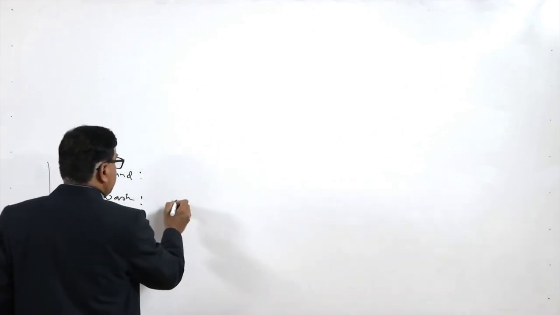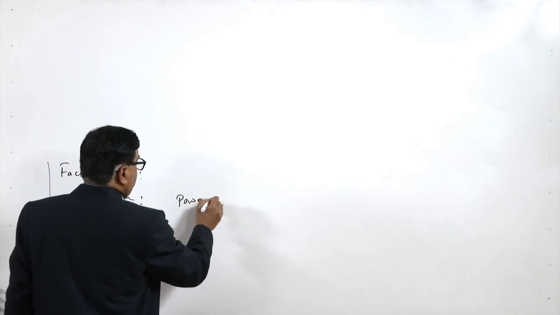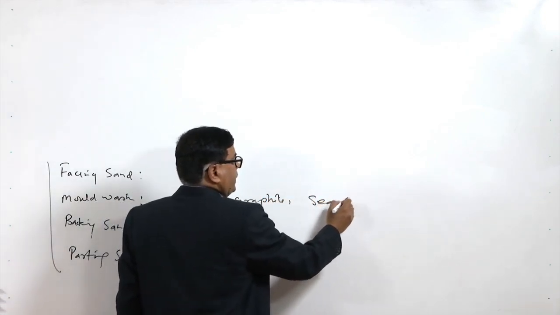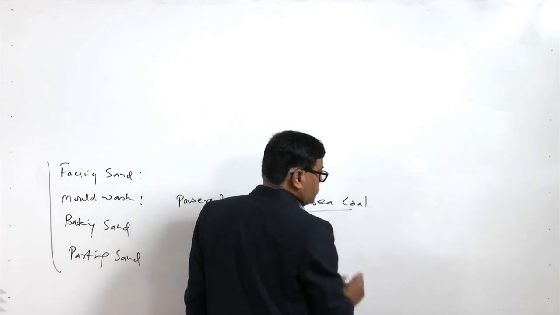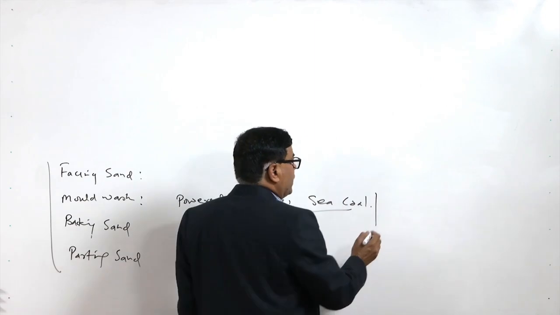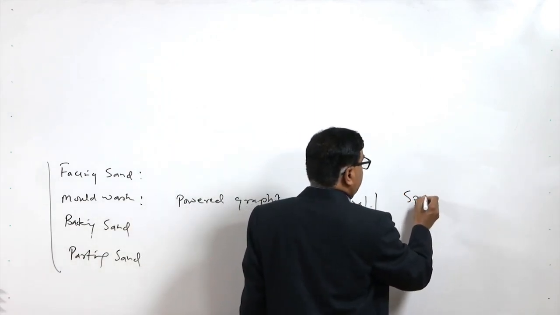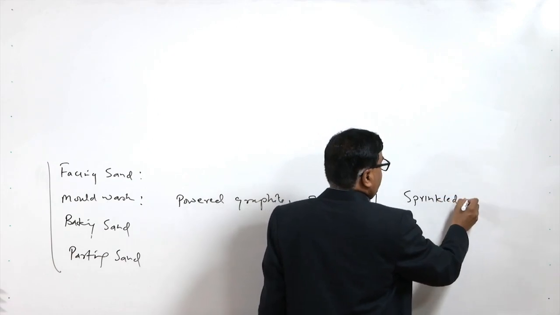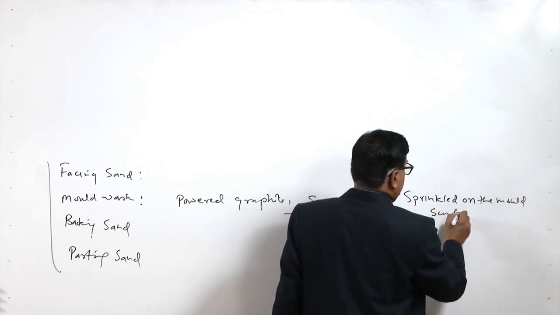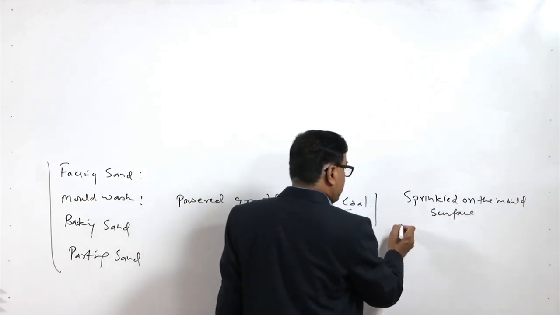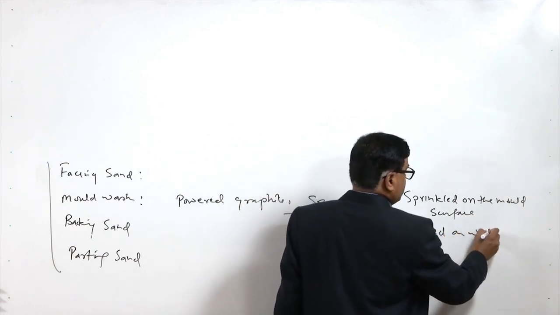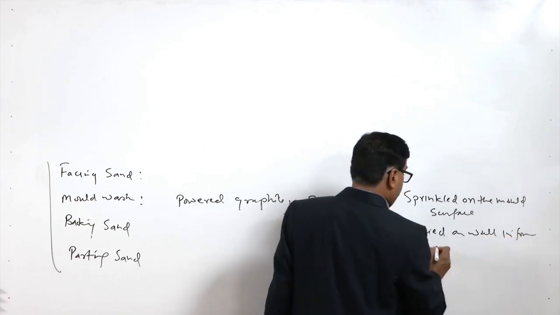Mould wash is basically the powdered graphite and sea coal. These are the two things which are used in very fine form. Basically, these can be applied in two ways. One is either they are sprinkled on the mould surface or mould walls, or they are applied with the brush on walls in the form of paste.